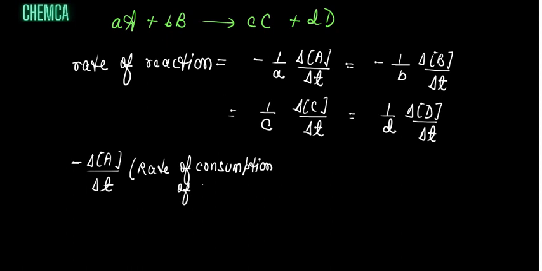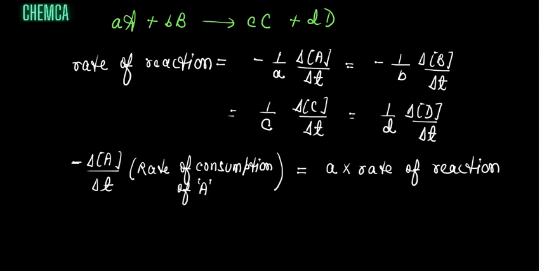So when the rate of consumption of A was divided by the coefficient small a, you got the rate of reaction. That means the rate of consumption of A may also be written as small a multiplied by the rate of reaction. So if you have the rate of reaction, you can multiply it with the coefficient small a, and you'll get the rate of consumption of A.